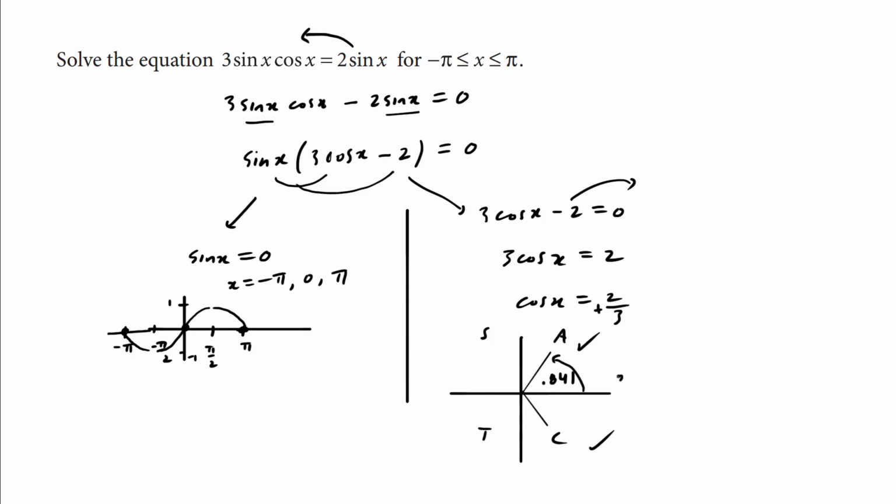So between positive pi and negative pi, we have the solutions. We have x is equal to 0.841 radians, and we can also go backwards. So we have another x is equal to negative 0.841 radians. So we have quite a few solutions here. We have 1, 2, 3, 4, 5 solutions.